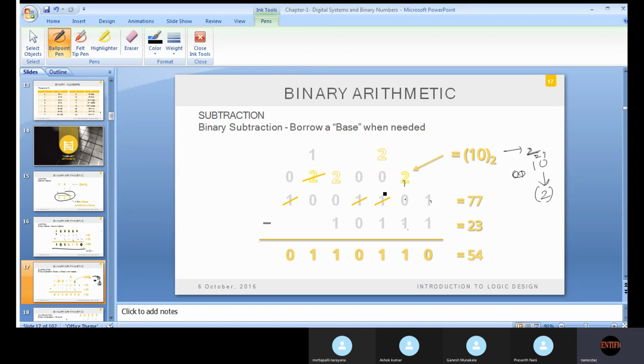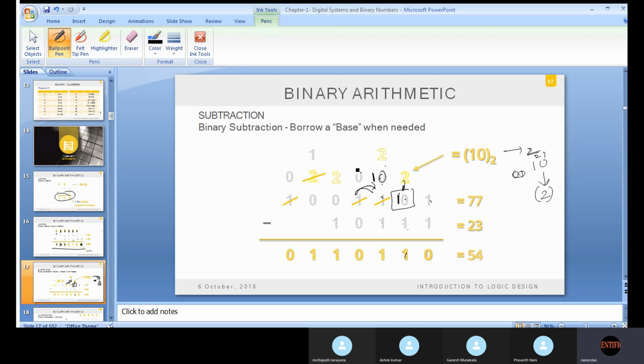Here you cannot subtract, so you have taken this 1 here, placed next to it. This 10 is nothing but it is representing 2. Okay, so from this if we take 1, we will get 2 minus 1 is equal to 1. And here again, there is a 0, so again you need to take this borrow. So this is equivalent to 2 minus 1 will be equal to again 1.